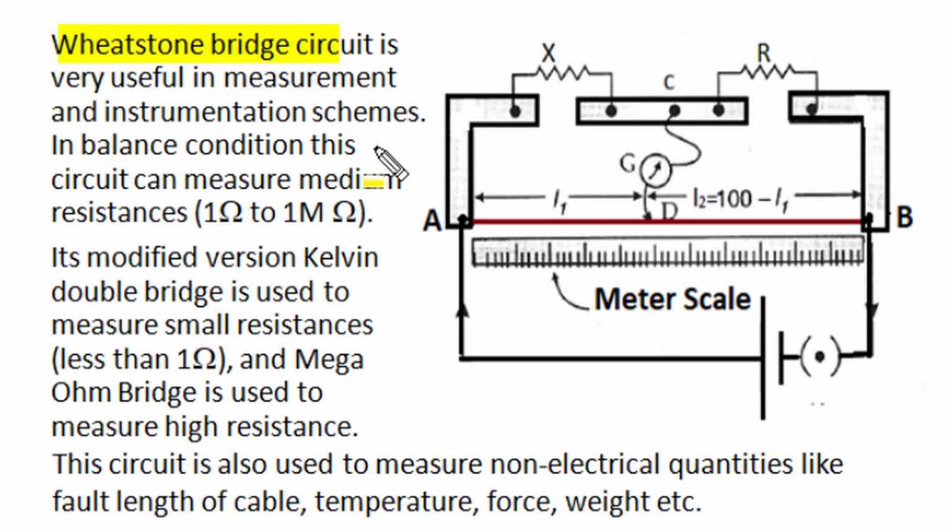Wheatstone bridge circuit is very useful in several measurement and instrumentation schemes. One such application is called a meter bridge, which involves a 1 meter long wire, and the standard and unknown resistances can be compared by the balance condition of this Wheatstone bridge, and we can measure medium range resistance ranging from 1 ohm to 1 mega ohm by this method.